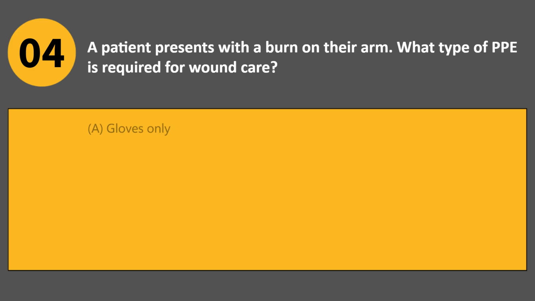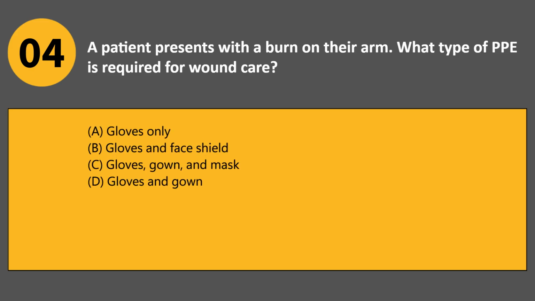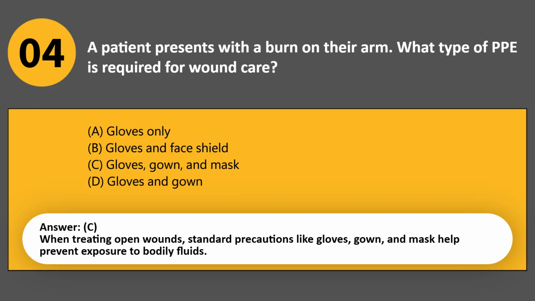A patient presents with a burn on their arm. What type of PPE is required for wound care? A. Gloves only. B. Gloves and face shield. C. Gloves, gown, and mask. D. Gloves and gown. Answer C. When treating open wounds, standard precautions like gloves, gown, and mask help prevent exposure to bodily fluids.